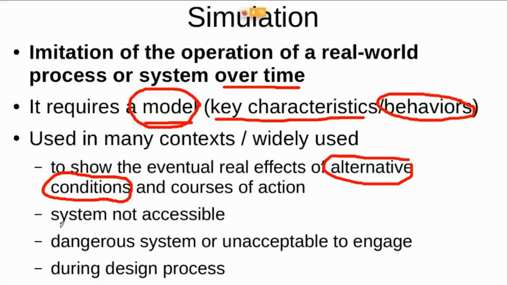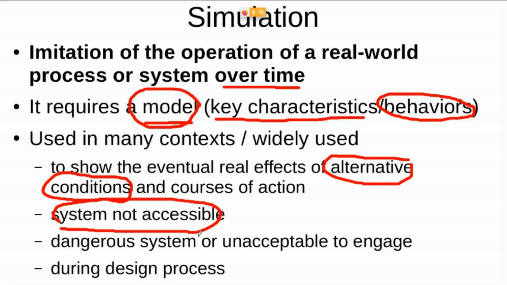Simulation is also used when the system is not accessible. For example, let's suppose that we are modeling a factory, a production process that is far away from our office. So we want to have a reproduction of the behavior of our real system in our computer. So when the system is not accessible, we have a small reproduction of its behavior in our computer.